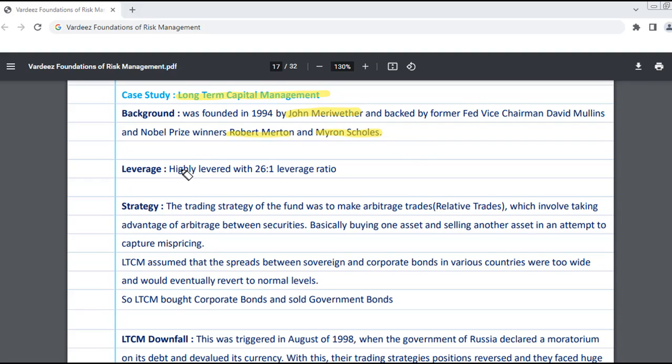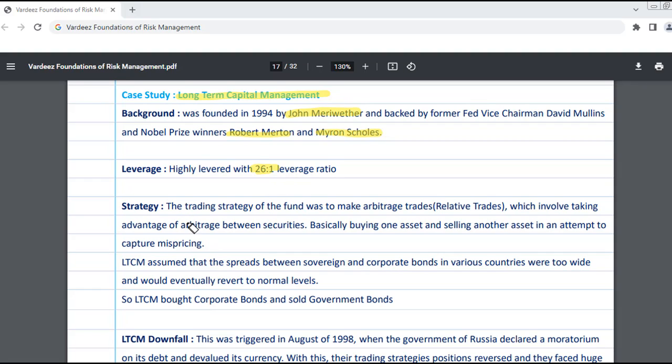Now talking about the leverage of the company, they had a 26:1 leverage ratio. That means for every 1% of returns the company makes, they can magnify it up to 26 times. So that was the leverage ratio.